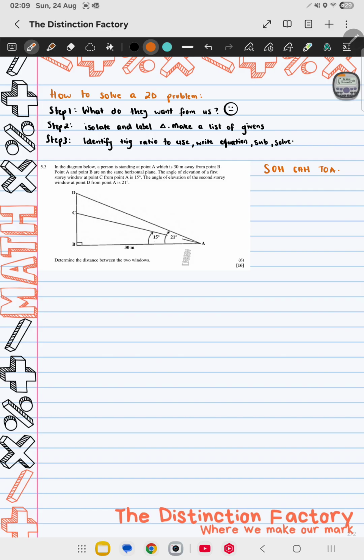And step 3 says that we need to identify the trig ratio that we're going to use, write the equation, sub, and solve. I consider those 3 things part of one step because they go hand in hand with each other.